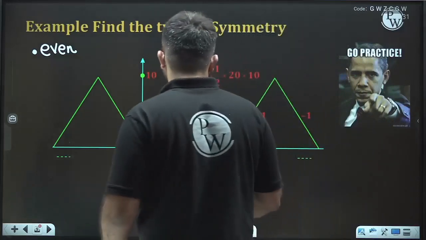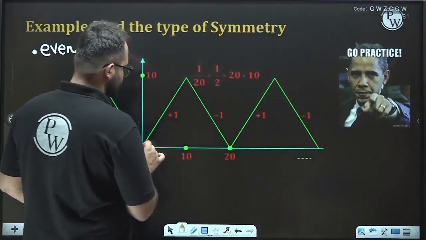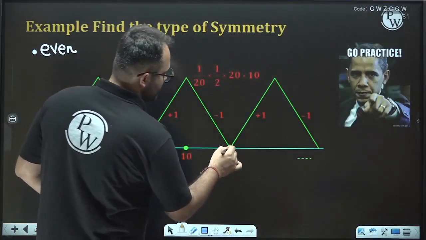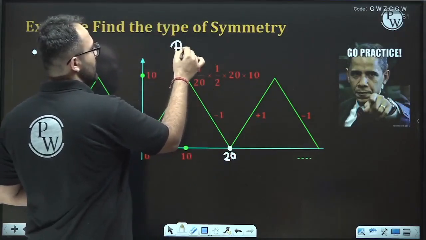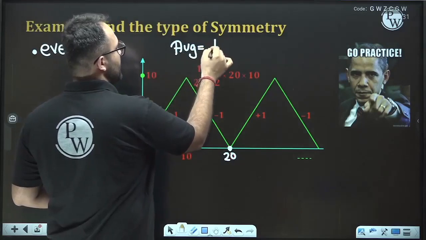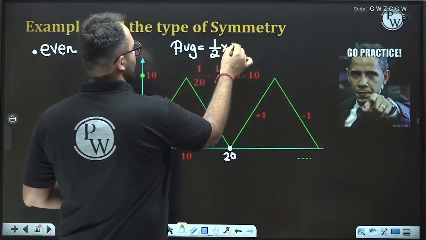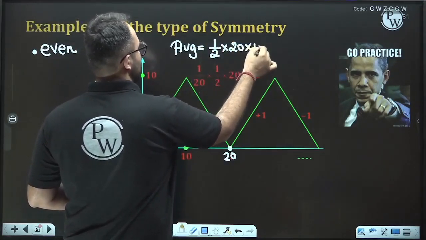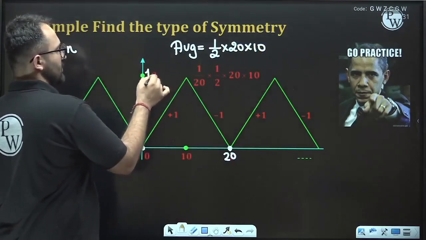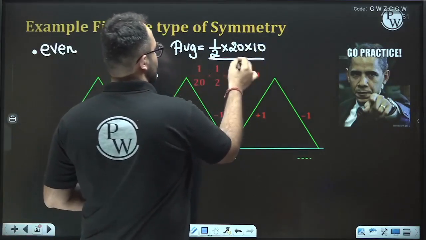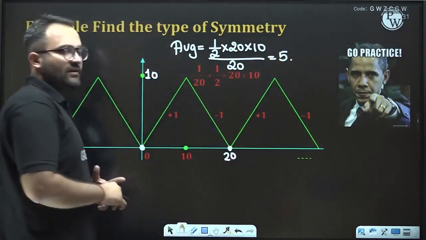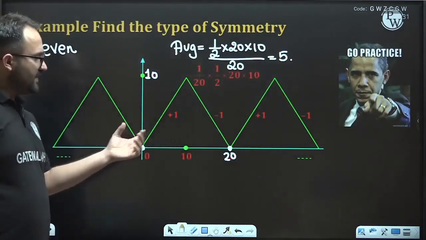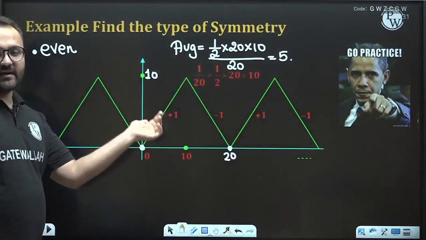So first of all, let us find out the average value. We can see that the time period is 20. So the average or DC value will be the area of the triangle, half base into height, divided by the time period. The height is 10. So this will come out to be 5. So the average value is 5, that is, the area of the period divided by the time period.